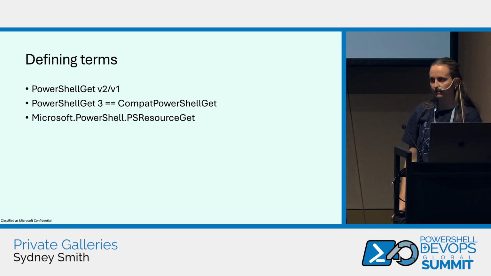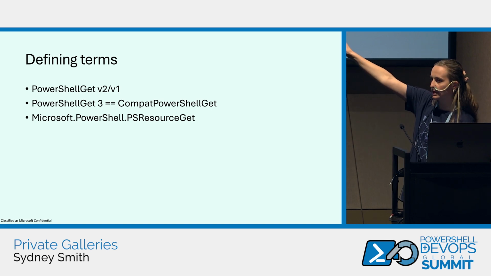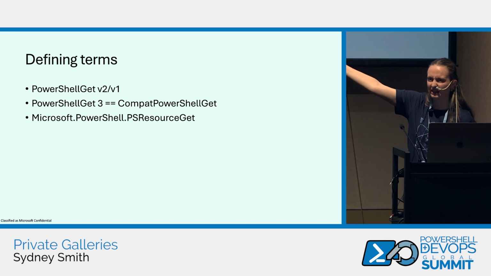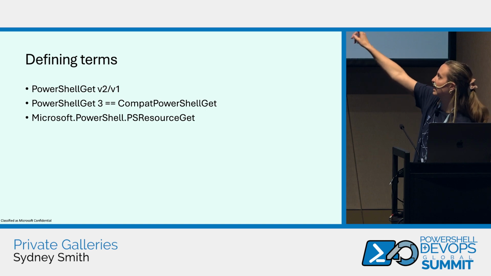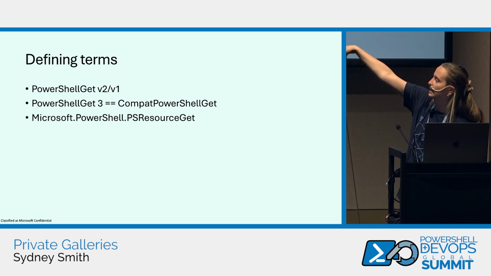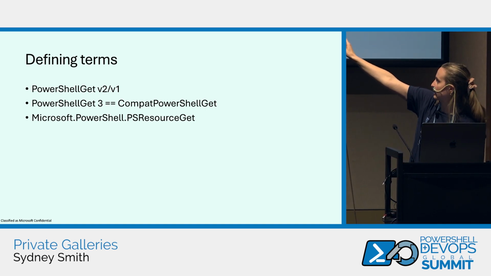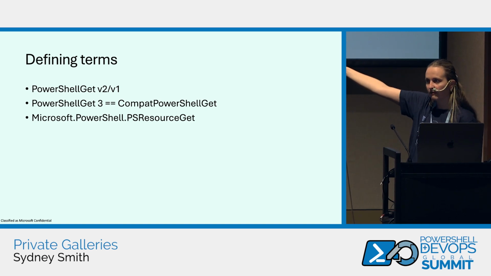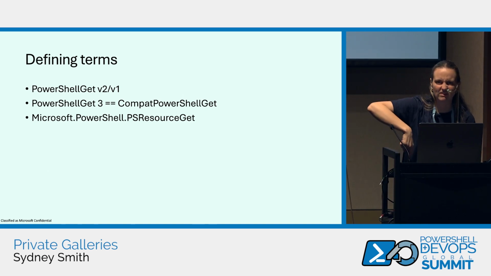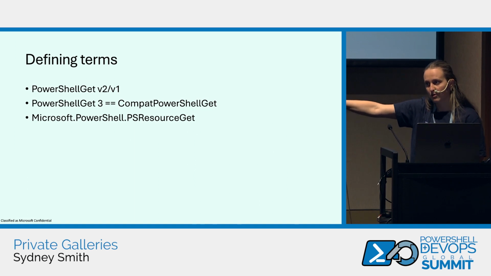So those are kind of the terms at this point. PowerShellGet v3, what is it? It's really a compatibility layer. It's the v2 syntax, but under the hood, the engine is this new PSResourceGet thing. PSResourceGet first shipped inbox in PowerShell 7.4, which GA'd in November.